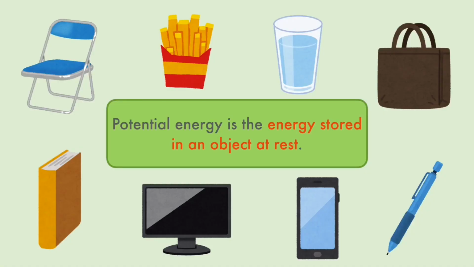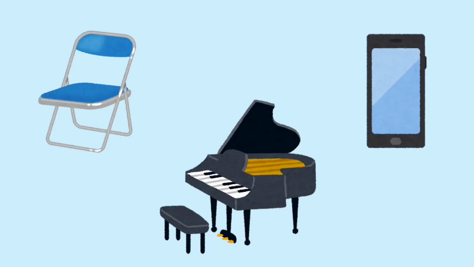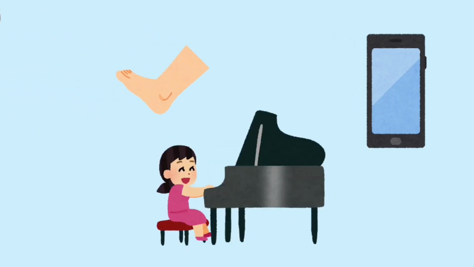Going back to our topic for today, potential energy is the energy stored in an object at rest. Take a look around your surroundings. What objects are at rest? Pause this video and write down 3 objects on your paper. Good job! In my surrounding, the 3 objects at rest are my chair, my piano, and my phone. When objects are at rest, they store energy within themselves until an event occurs to make them move.